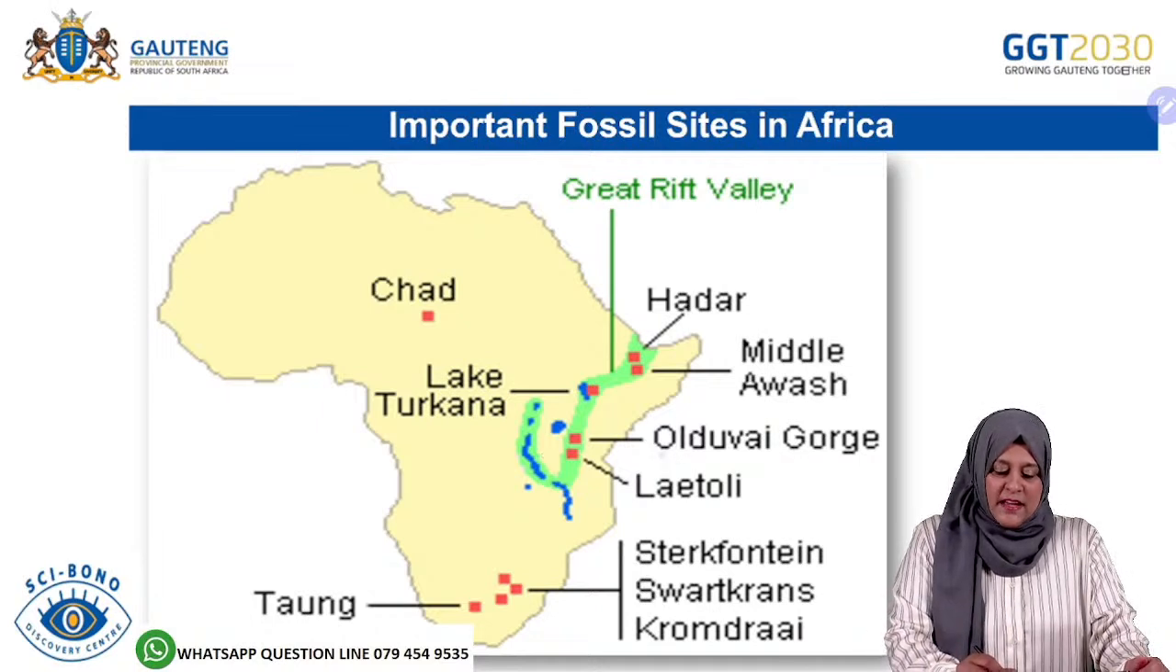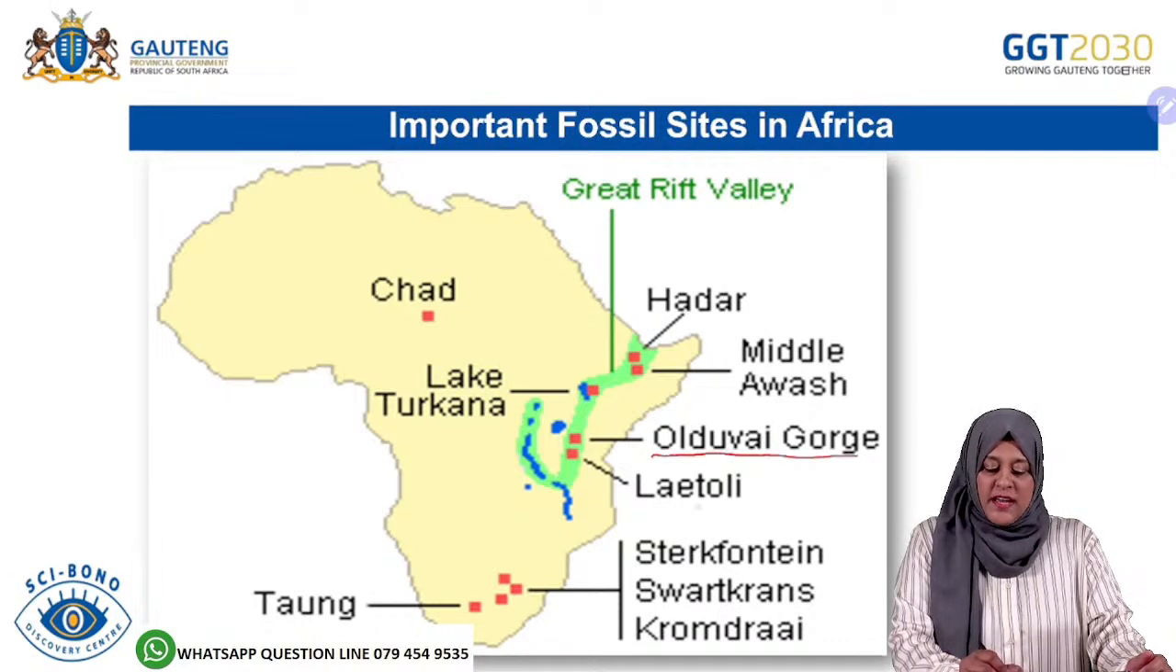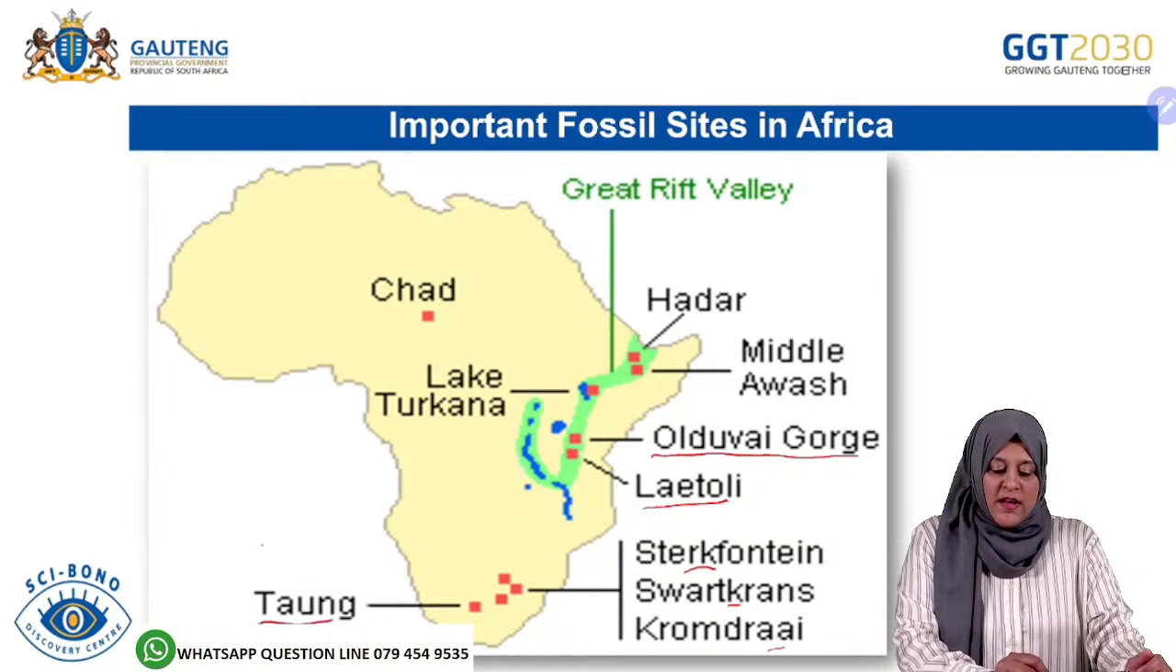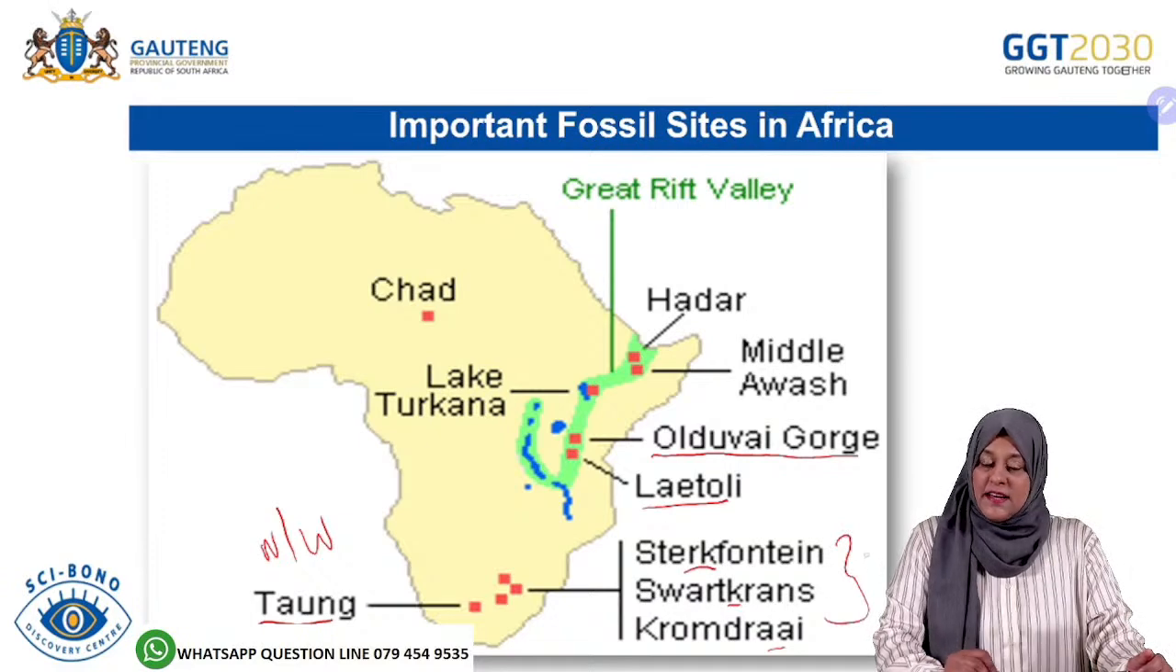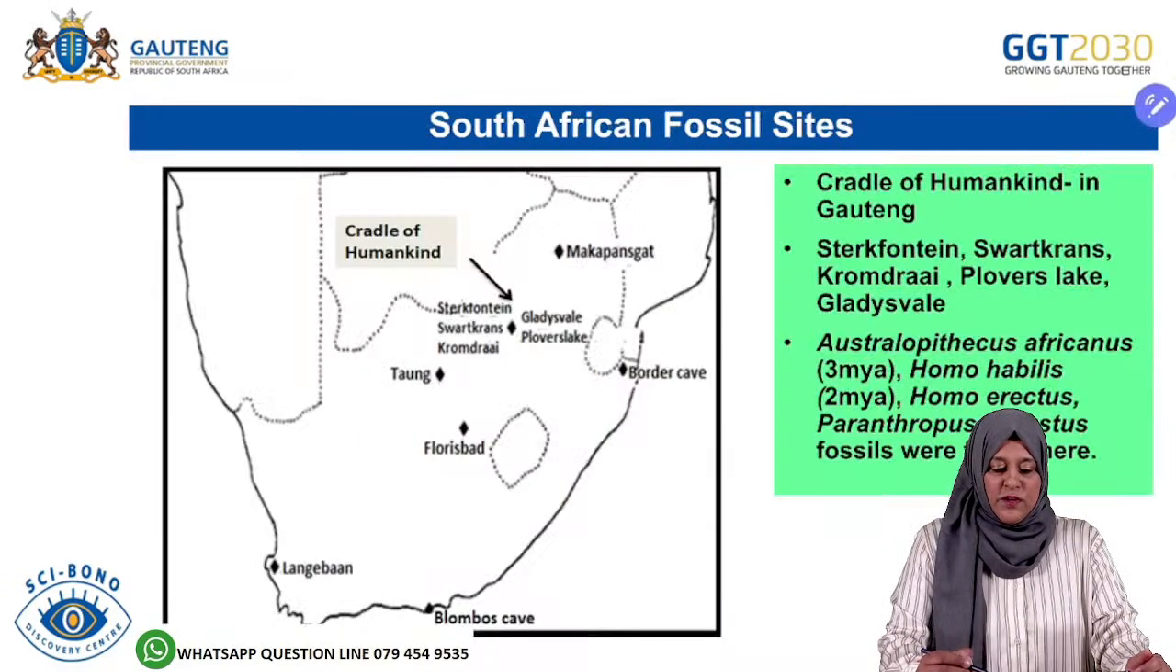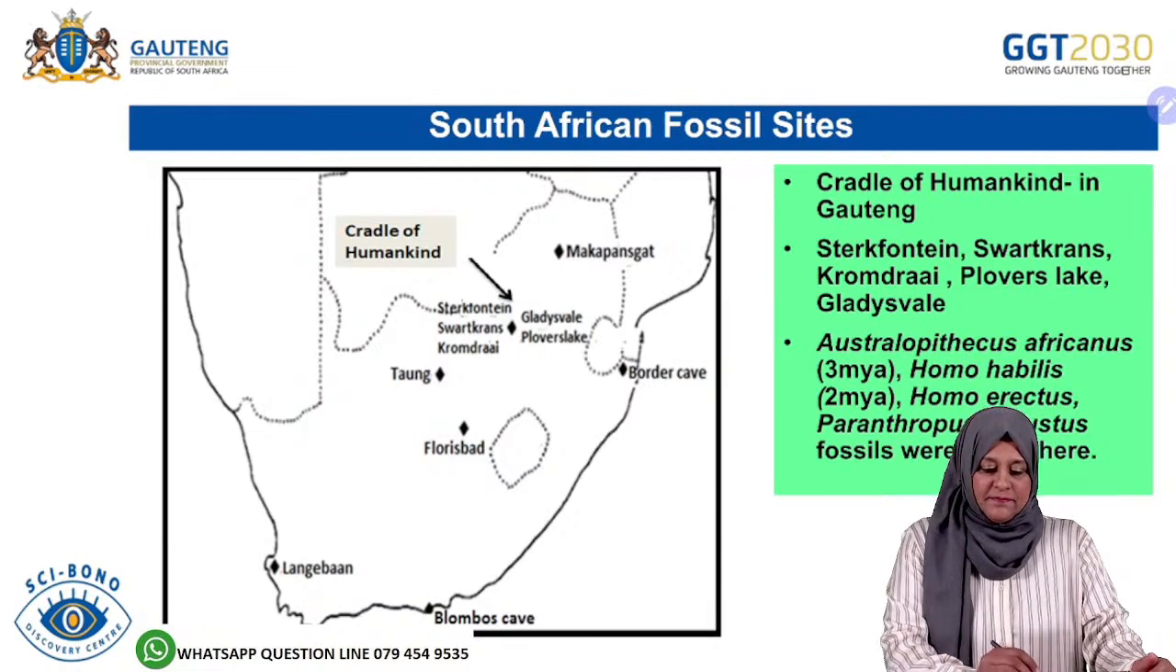Now, we're looking at those from the countries that I have mentioned: the Olduvai Gorge there, Laetoli here, okay? And when we come down to South Africa, we are looking at Sterkfontein, Swartkrans, Kromdraai, and Taung in the Northwest Province. These we are lucky to boast here in Gauteng. So let's look at the fossil sites in South Africa.